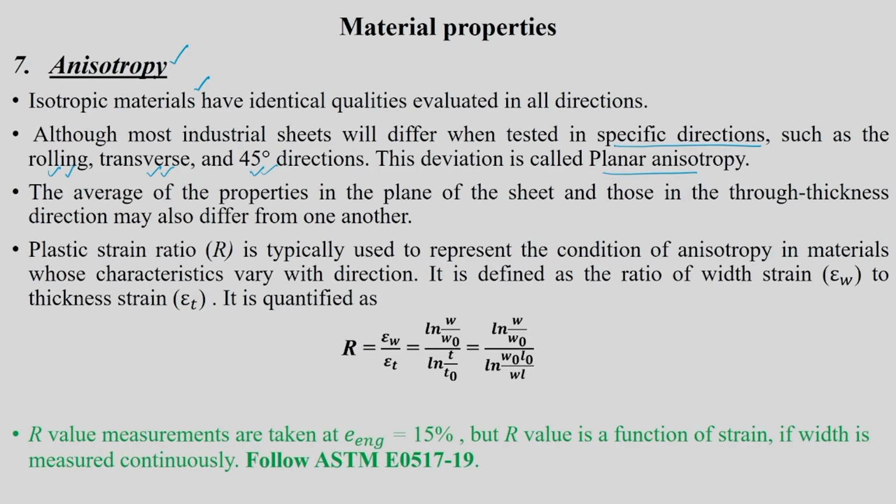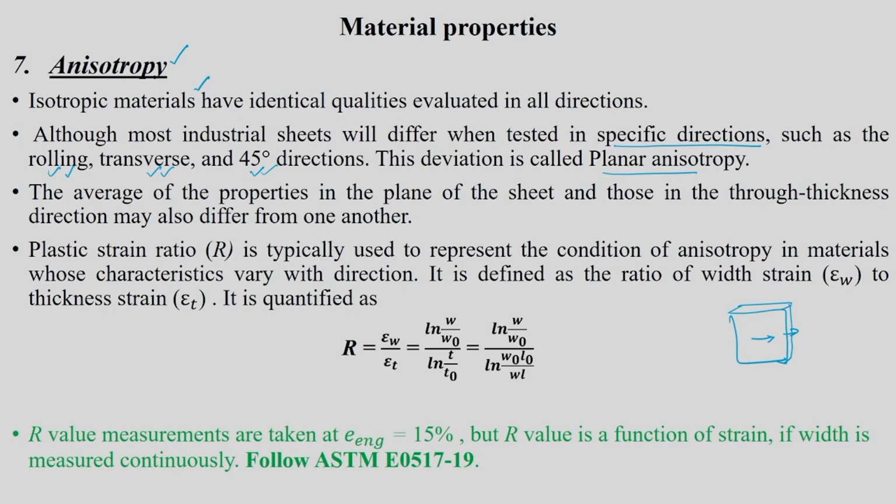Now, there is one more point. The average of the properties in the plane of the sheet and those in the through thickness direction may also differ from one another. That means, suppose this is a sheet, the sheet plane, and in the through thickness direction, what are the properties? They are also not going to be the same; they differ.